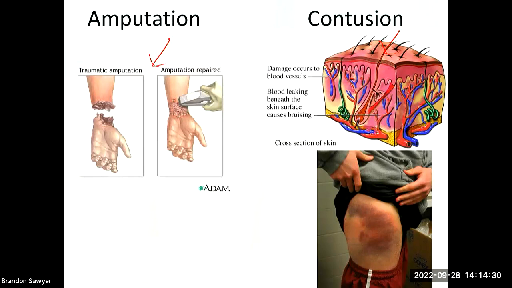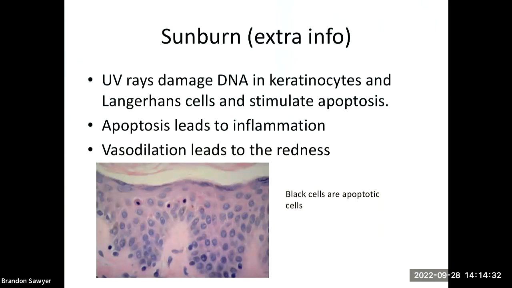Okay. And then last couple things, and this is just extra info because students would always ask me questions on this, so I looked it up, but it's not something you need to know for the exam. People would always ask what's actually happening with sunburn. What happens is those UV rays from the sun damage the DNA in our keratinocytes, as well as those Langerhans cells, and then this stimulates them to die, apoptosis, which causes them to destroy themselves, right?